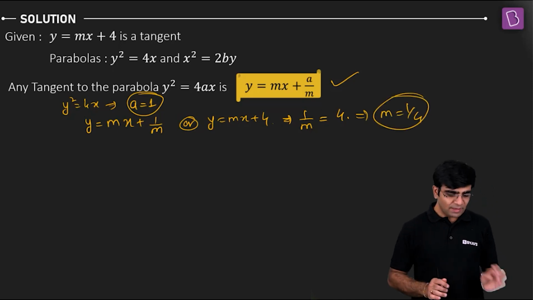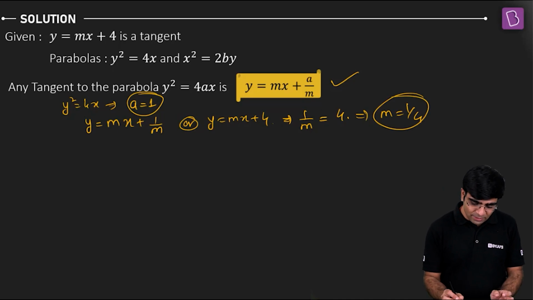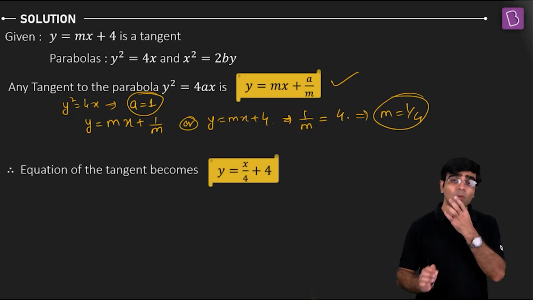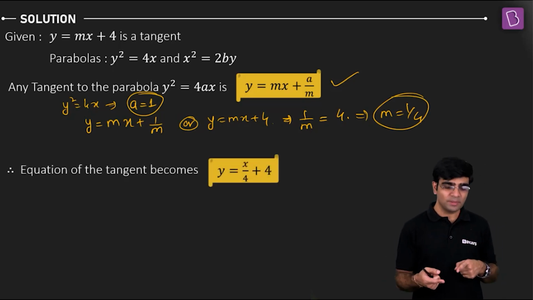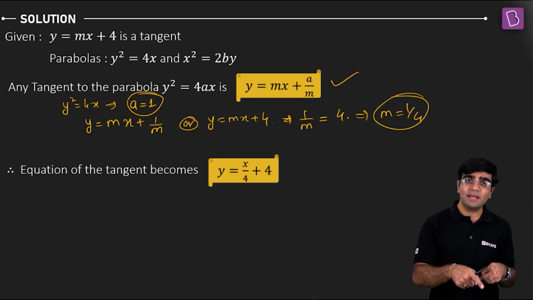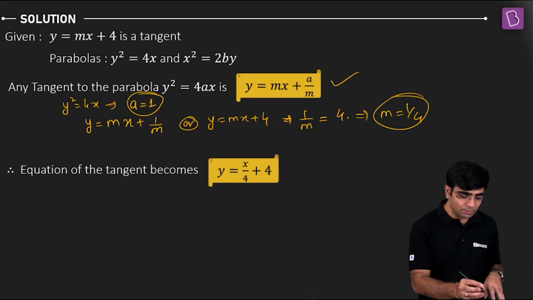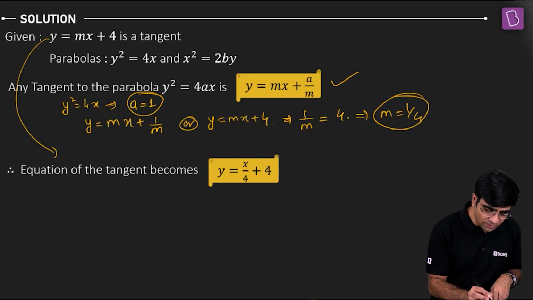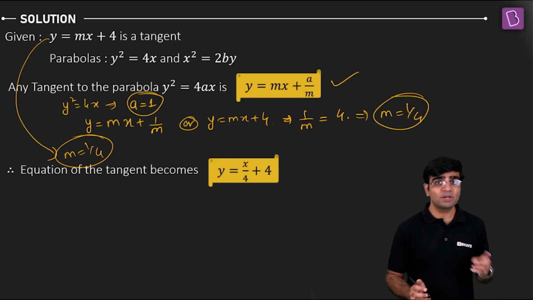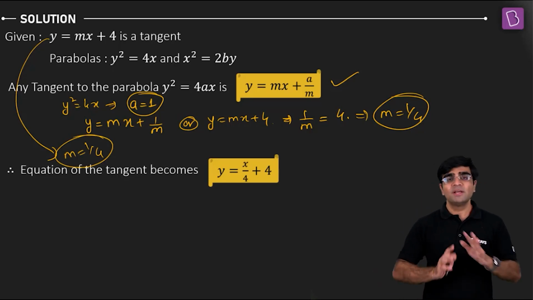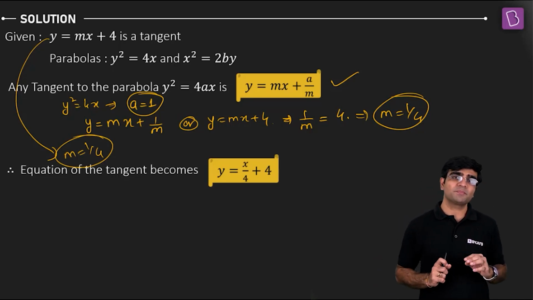Lovely. So if I have m equal to 1 by 4, my revised equation of tangent is now y equal to x by 4 plus 4. The moment I put the value of m as 1 by 4 here, you get the modified equation of tangent as y equal to x by 4 plus 4. So the equation of tangent is finally known to me.